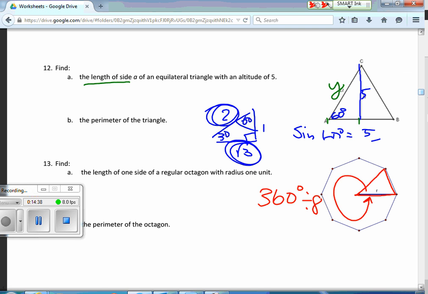It's an octagon, so it's 8 sides. Yeah, okay. So 360 divided by 8 would be 45. So if this is 45 degrees here, that's where they get stopped. But I can't figure out the rest of it.